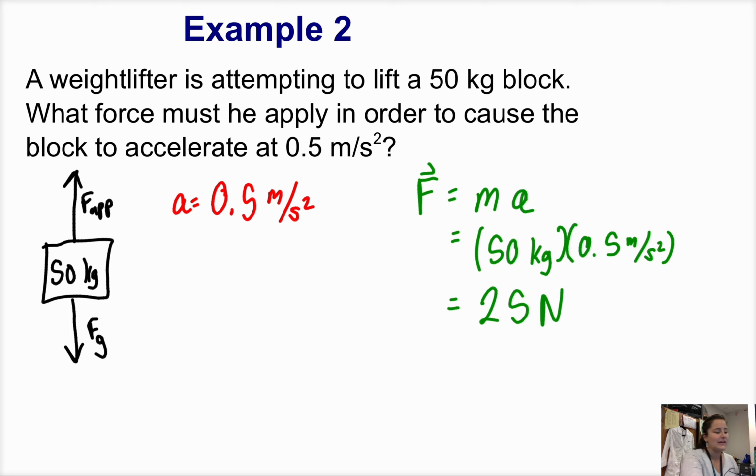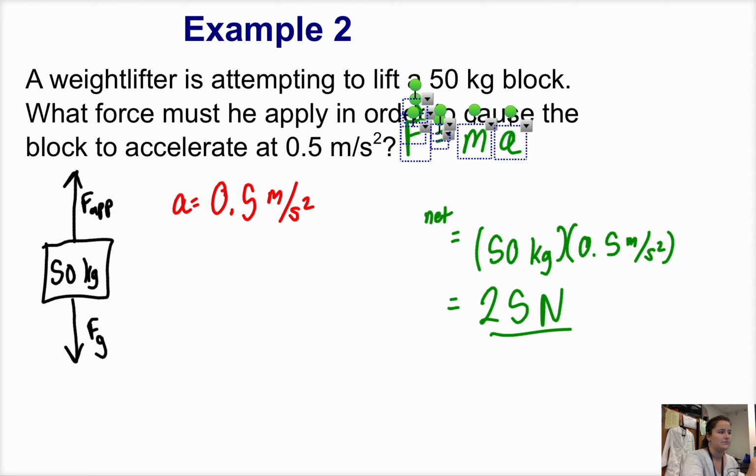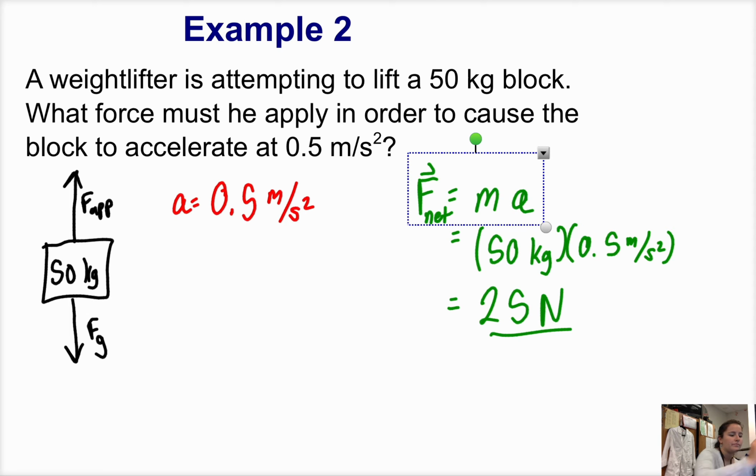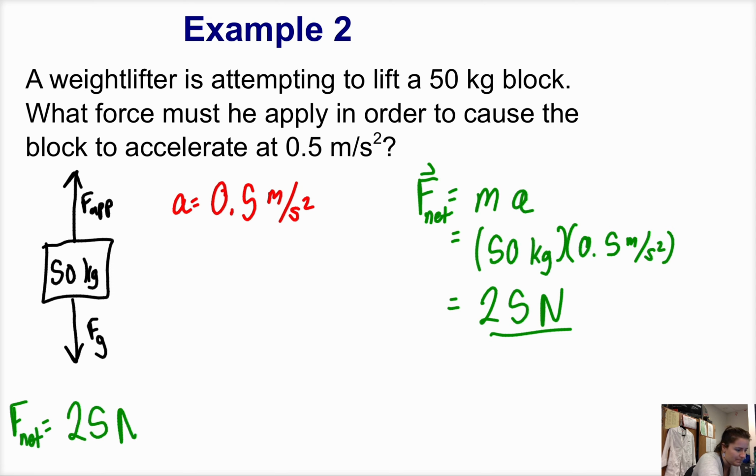What we found here is just the net force. Okay? So that is the net force that we need. I can go ahead and add that to my free body diagram. That is the force needed to cause that acceleration. But we need to figure out how much force he has to lift it, because he's going to have to lift it a lot more to overcome the gravity going down on it.